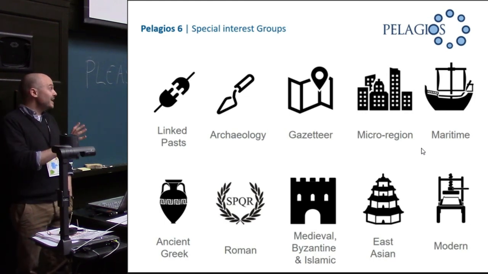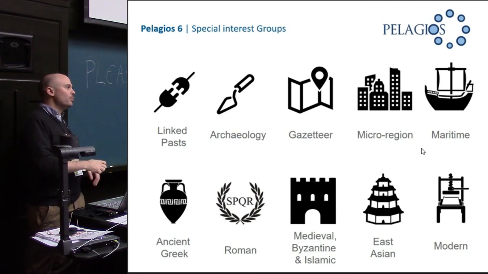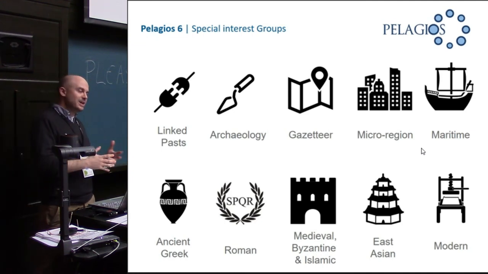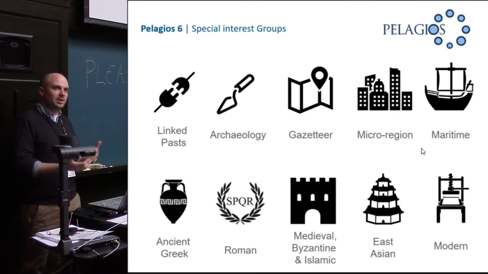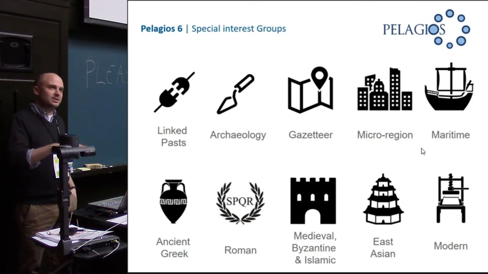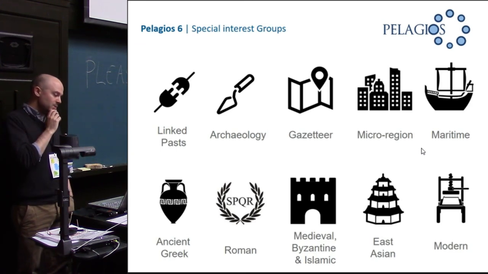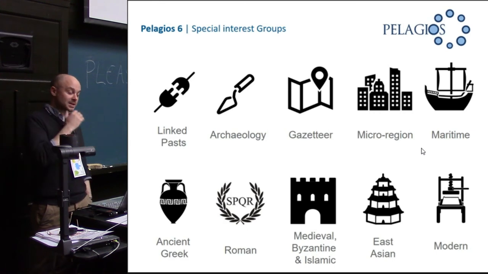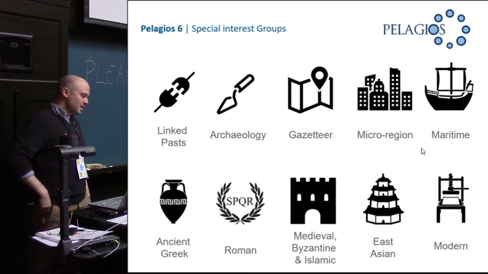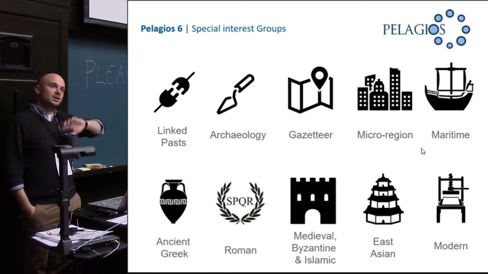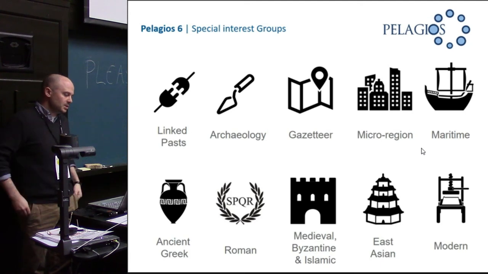But we've essentially divided them into two kinds. Five of them have a broadly spatio-temporal theme. So ancient Greek and Roman, because Pelagios started with an emphasis on the classical world, so quite a lot of the people that we work with have an interest in those periods. Medieval, Byzantine, and Islamic. East Asian, which I think will also cover, say, Central Asia, Australasia, and so on, again, as long as that makes sense for that particular group.